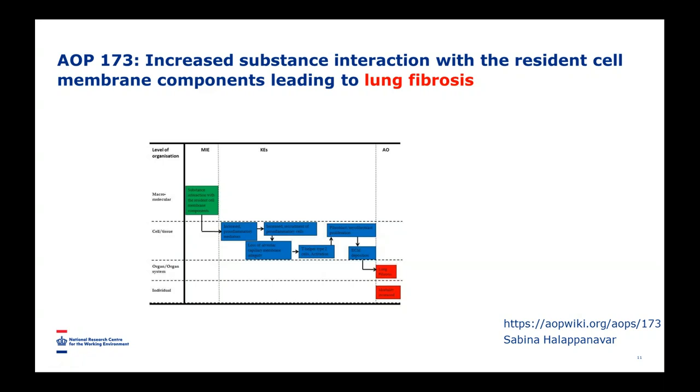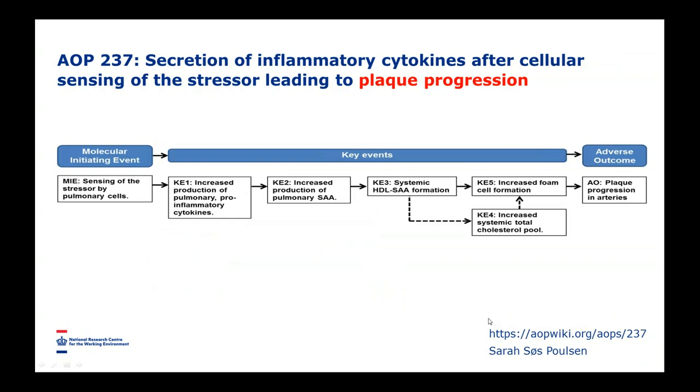The second AOP that SmartNanoTox has developed is AOP 237, which describes how secretion of pro-inflammatory cytokines can lead to plaque progression, which is atherosclerosis. And in this AOP, we have a molecular initiating event, which is the sensing of the stressor, here the nanomaterial, by the pulmonary cells.